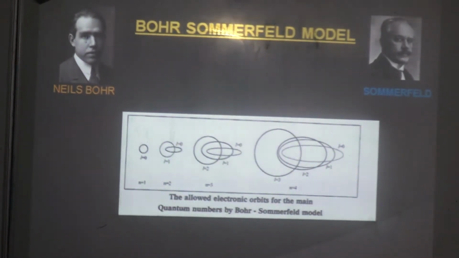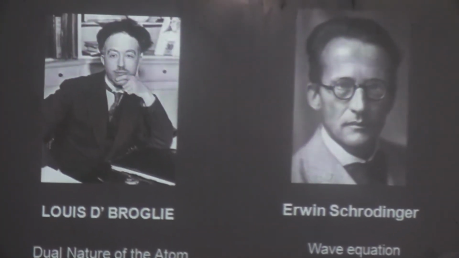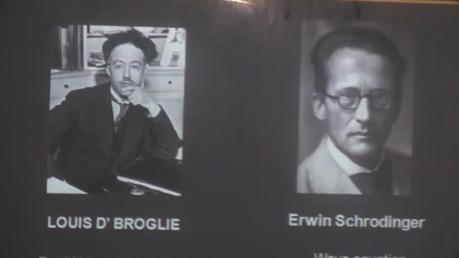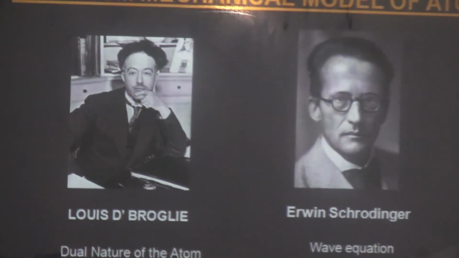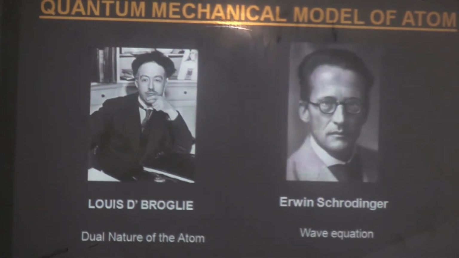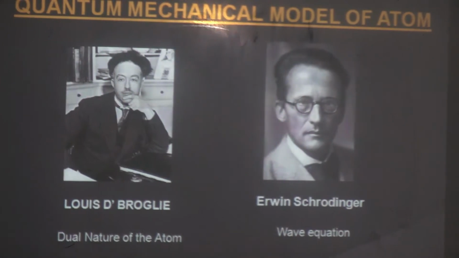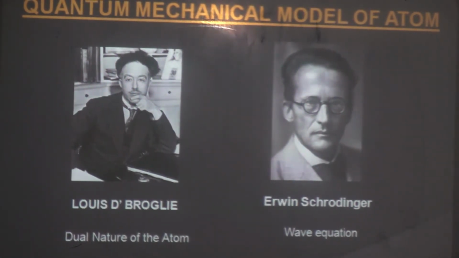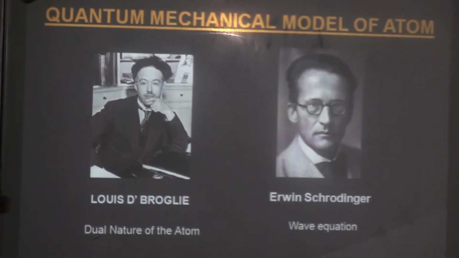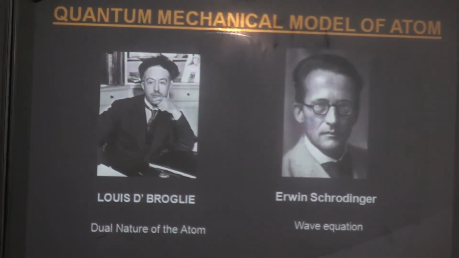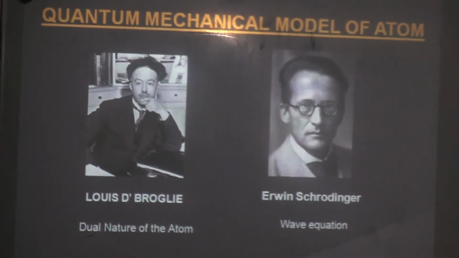This is Bohr-Sommerfeld's contribution. Next, we have a lot of work in unveiling the structure of the atom, mainly Louis de Broglie, who said that the atom has dual nature, and Erwin Schrödinger, who gave the concept of the wave equation. While solving the wave equation, he came to the concept of the orbital. What are these orbitals?